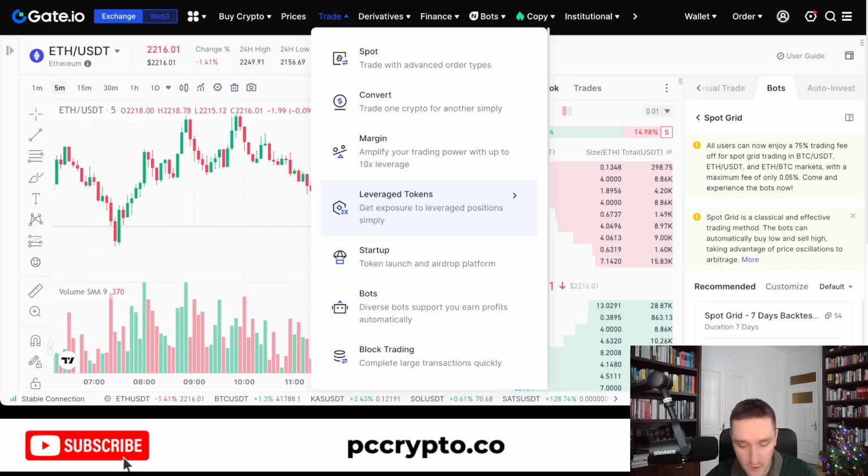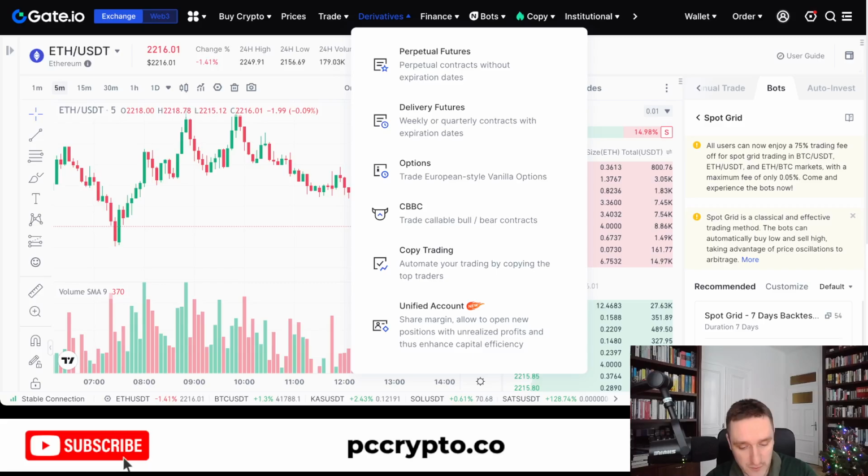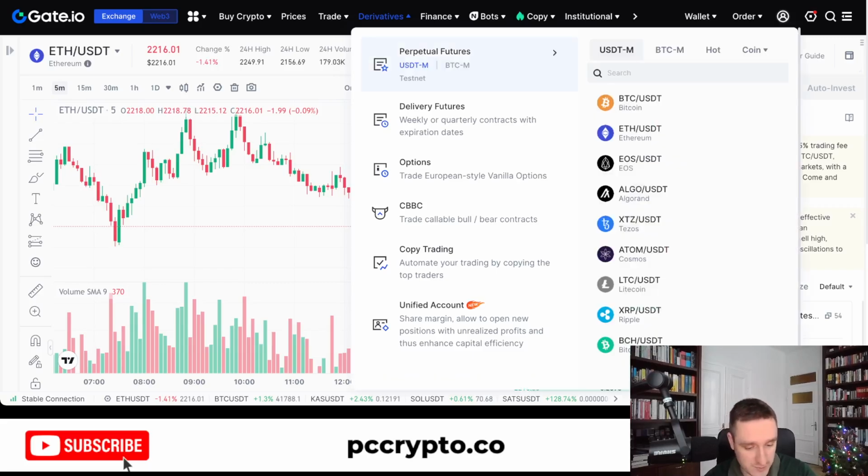Convert is just going with the simplest option possible. So you don't even have a look at the chart. You simply exchange one token for another, and margin is basically using leverage but on spot. Now, leverage is best explained when we go to perpetuals, and I'm going to explain that there.